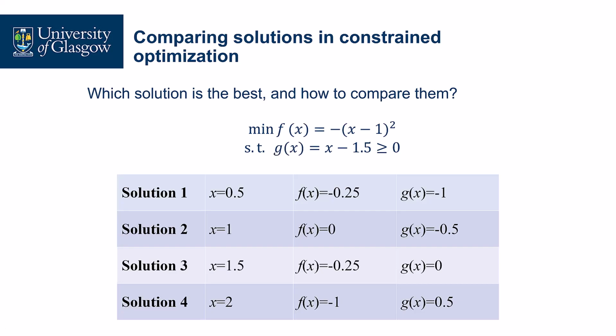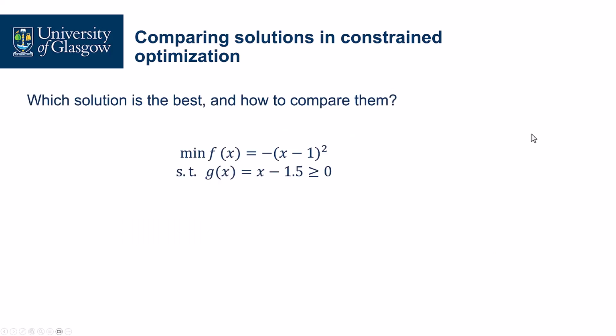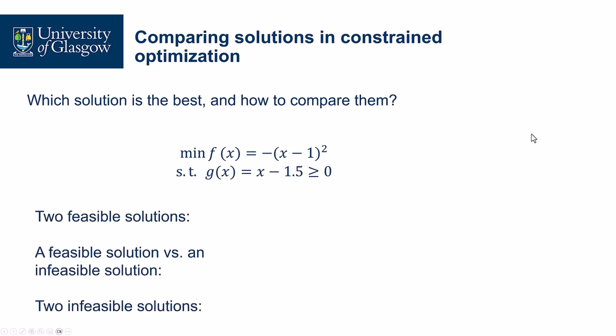Okay, now let's see how to compare them first. Given this problem, when we randomly pick 2 solutions, there are only 3 conditions. The first condition, both of them are feasible solutions. The second condition, one of them is feasible while the other is infeasible. Remember, a feasible solution is a solution in the feasible space which satisfies the constraint. The third condition, we have 2 infeasible solutions.